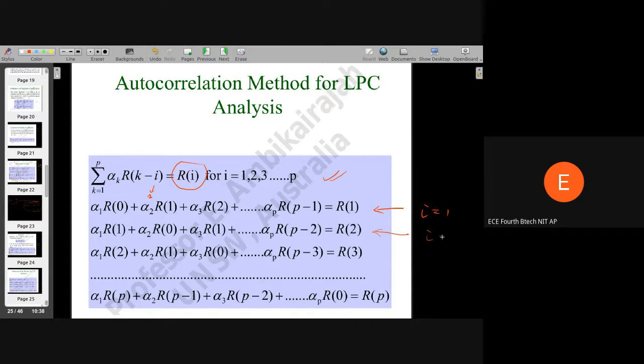Similarly, let's see for i equal to 2 what happens. You have alpha 1, because k equal to 1. We are now putting i equal to 2. So alpha 1 R1, alpha 2 R0, alpha 3 R1, and so on until alpha P minus 2. Likewise, you continue for i equal to 3, and this is finally for i equal to P.